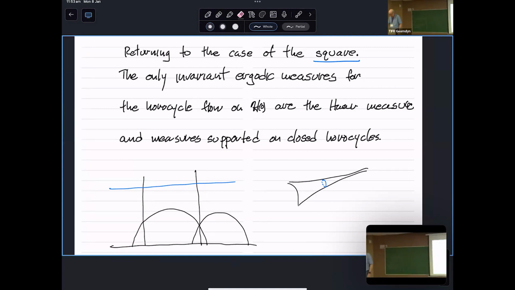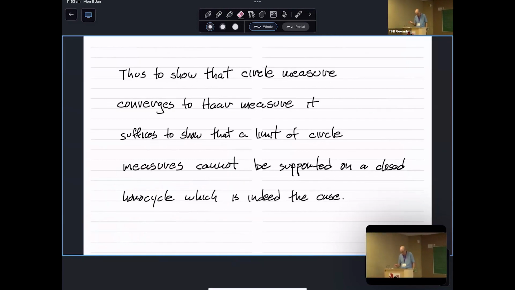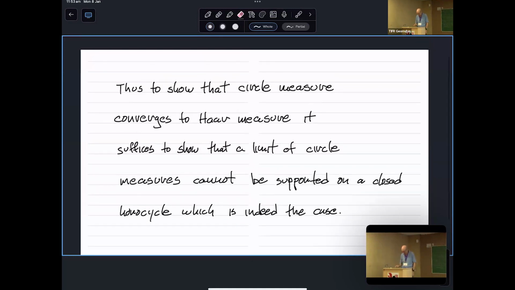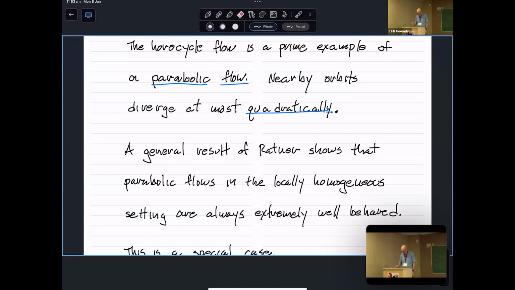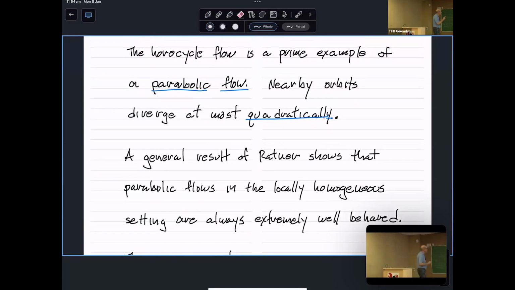So if we know that fact, then to show that every circle equidistributes, we just need to rule out the closed horocycle case. We need to show that a circle can't converge to a measure on a closed horocycle, and indeed it can't. It's not a hard argument to show that that can't happen. So in general, that's the paradigm for showing equidistribution: analyzing the horocycle flow.